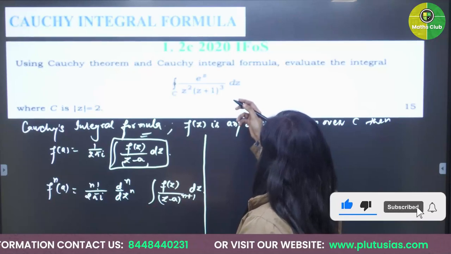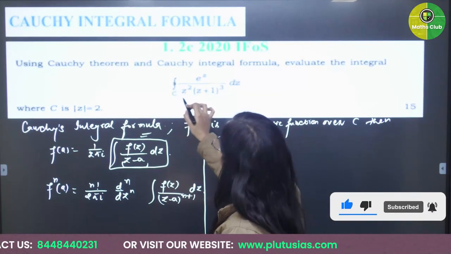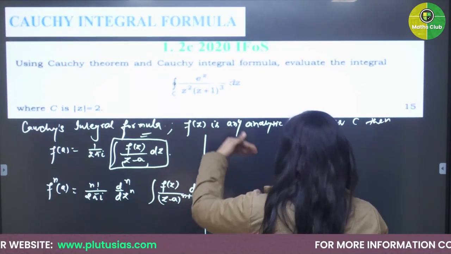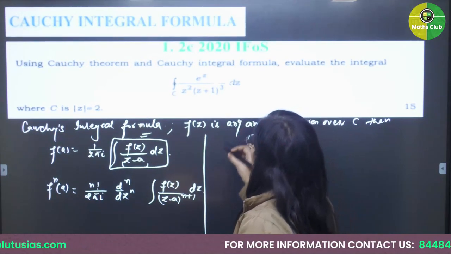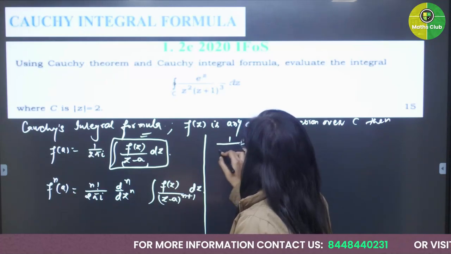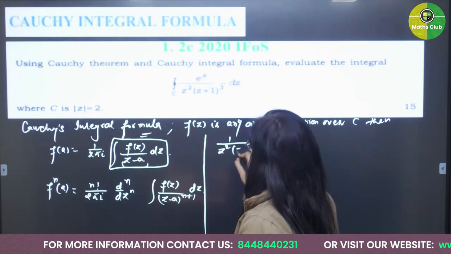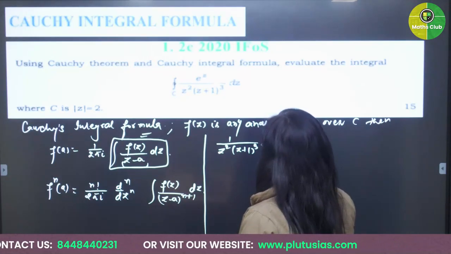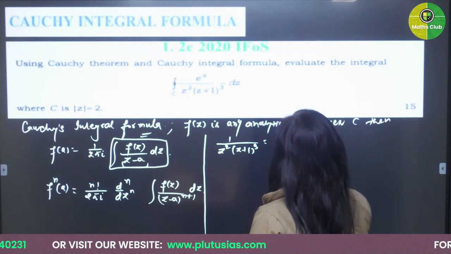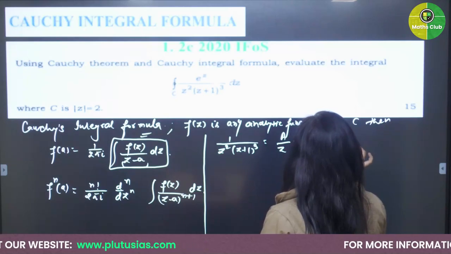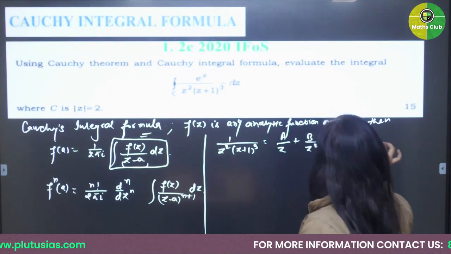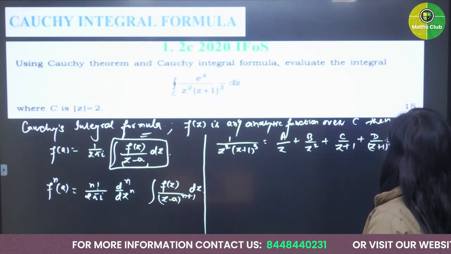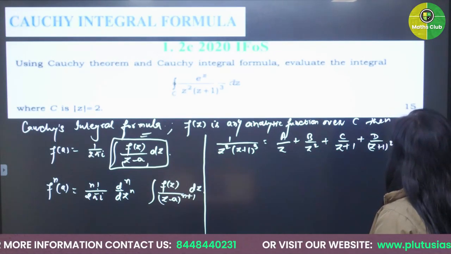So let's bifurcate this, or cut it short, using partial fraction, we can solve this way. So let 1 over z square into (z plus 1) cube is equal to a over z plus b over z square plus c over z plus 1 plus d over (z plus 1) square plus e over (z plus 1) cube.